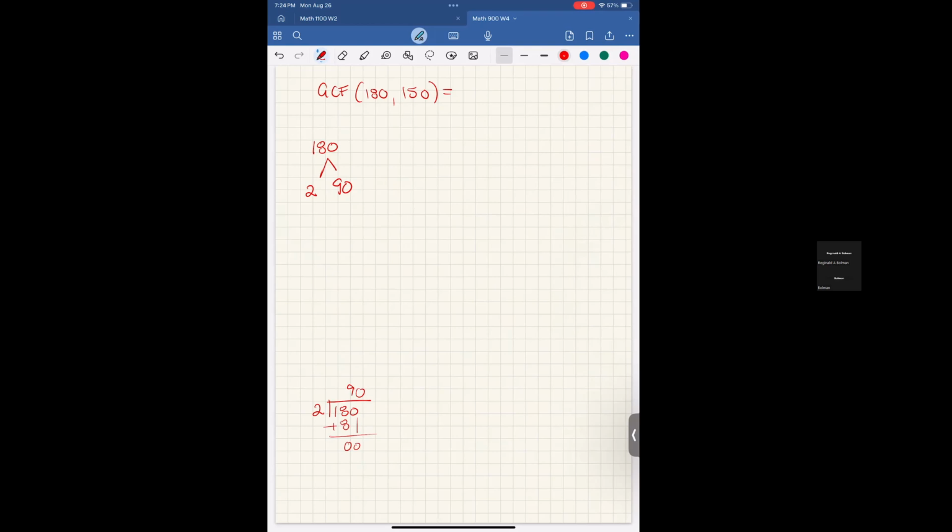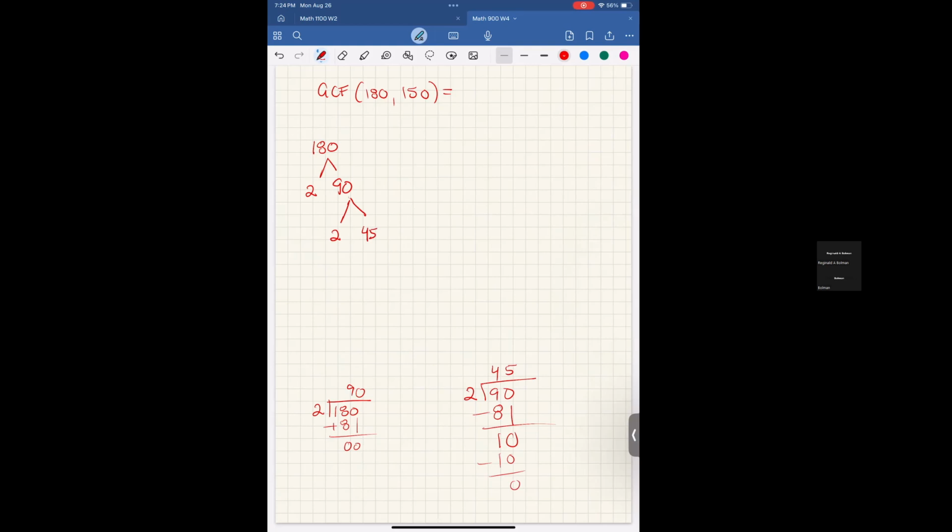Then we have to repeat. We know that 2 is prime, so we can move on to 90. And here again, we're going to guess that 2 is divisible into 90. 2 into 9 goes 4 times. 2 times 4 is 8. Subtract, 9 minus 8 gives you 1. Drop the 0 down. 2 into 10 goes 5 times. 5 times 2 is 10. Subtract, you get 0. So 2 times 45 gives you 90.